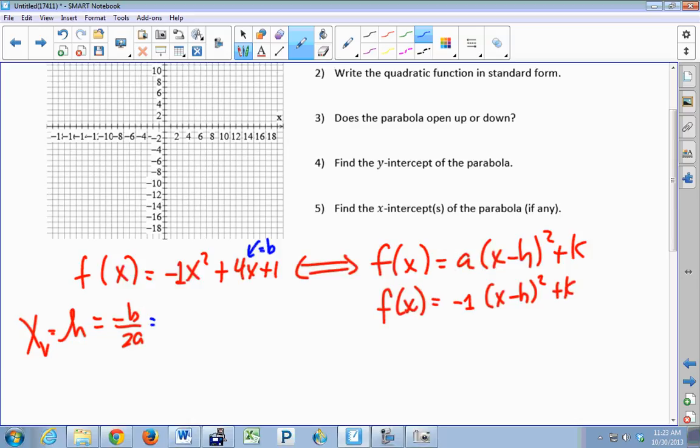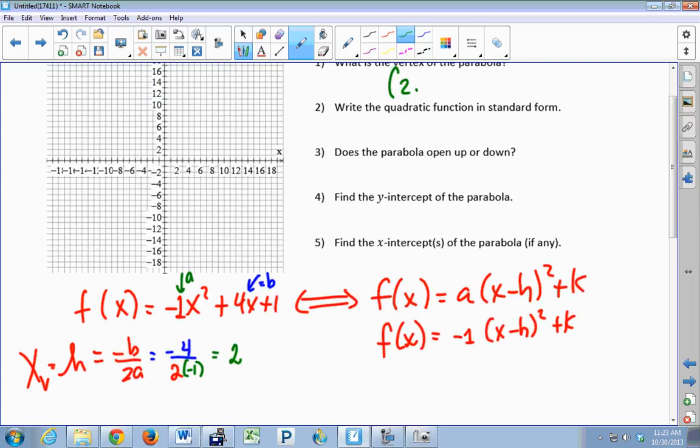So I take the opposite of 4. We've already identified a right there. Over 2 times -1. So there's my b, there's my 2, and there's my -1. And that gives me -4 divided by -2, which is 2. So now I know the x value of my vertex. I know it's 2.